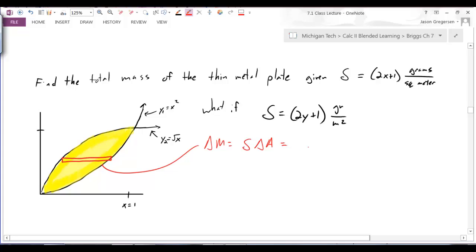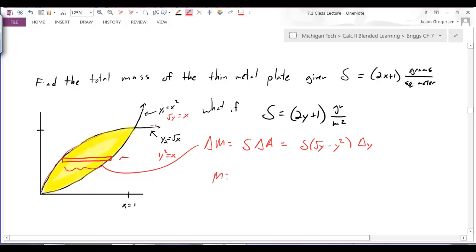Now what's the area of this slice? Well, it should be the width times the thickness. The thickness is going to be delta y, and I just have to find that width. So I take my equations, solve them for the other variables, and take this one, which is the square root of y, minus this one, which is y squared.